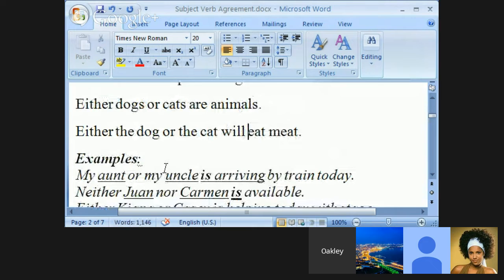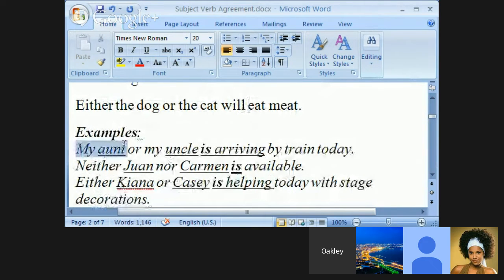Okay. So, for example, let's look at some examples here. My aunt or my uncle, all right, they're singular, is arriving by train today. This is another common mistake. My aunt or my uncle are arriving, but it's wrong. You've got to remember that it's one or the other. Or in a neither-nor, it's neither one nor the other. So neither Juan nor Carmen is available. So not one. You've got to remember that this is considered singular.